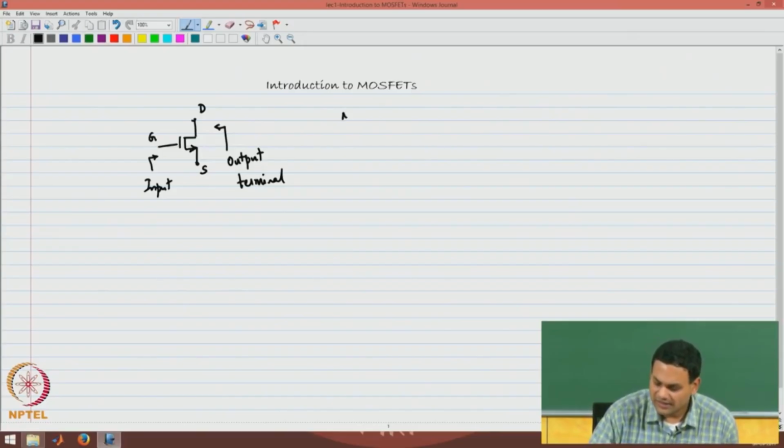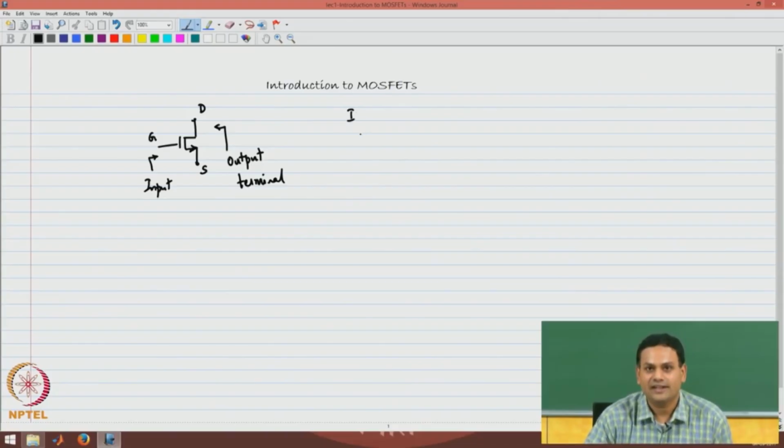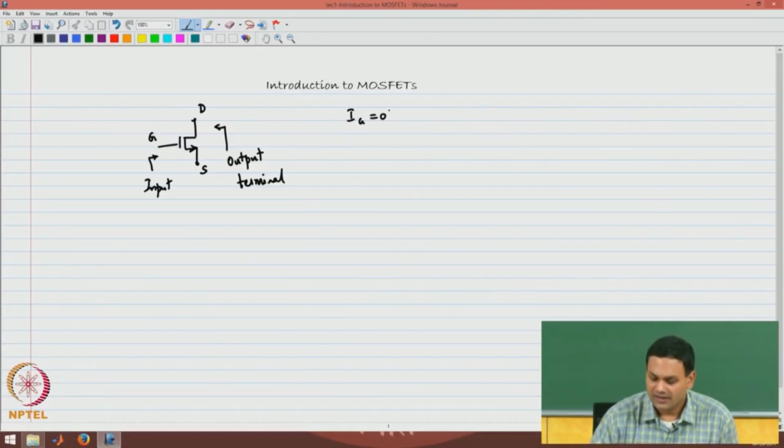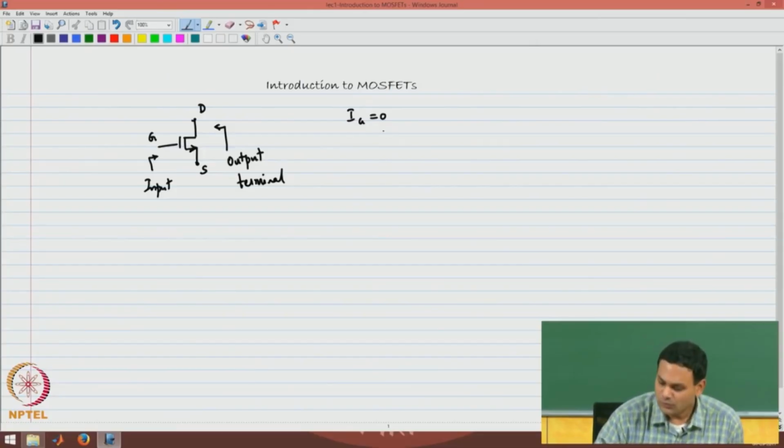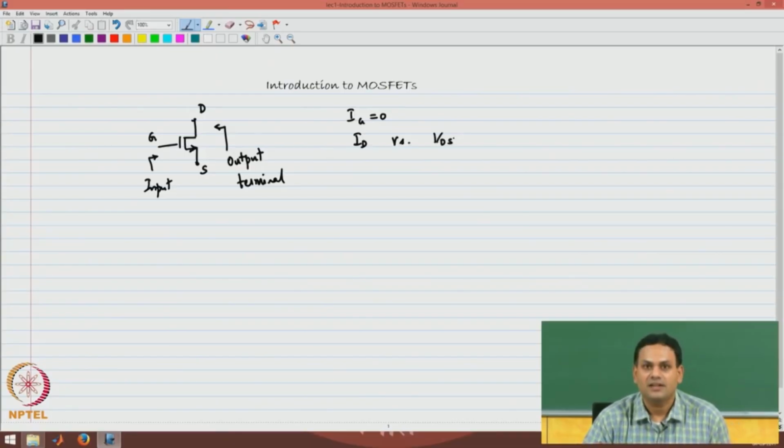Now, it so happens that the MOSFET has a gate current, that is an input port current, that is 0, especially at low frequencies, and therefore, there are no input characteristics for the MOSFET. In other words, Ig versus VGS need not be plotted, because the gate current is just 0. We will plot ID versus VDS, but now remember that the drain current may be a function of both the drain source voltage and the gate source voltage. So, we will plot in this form.